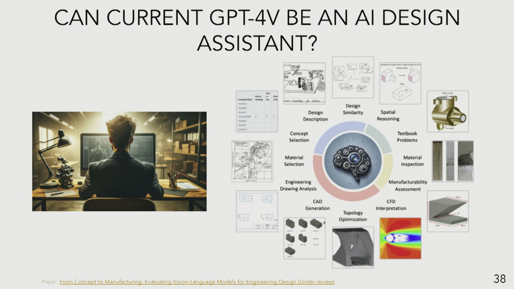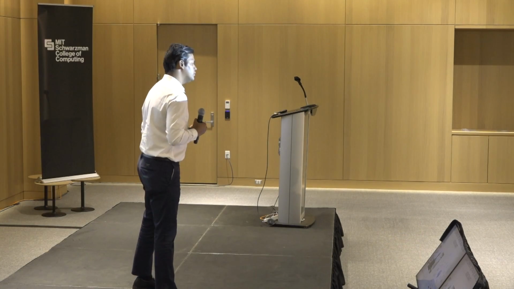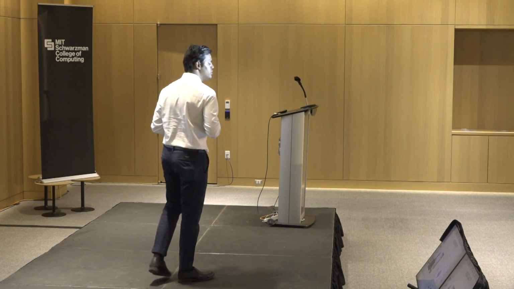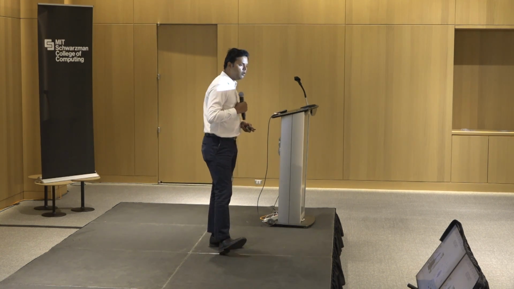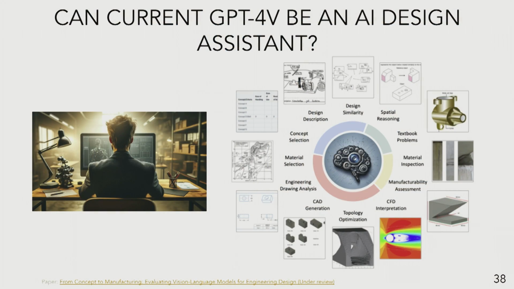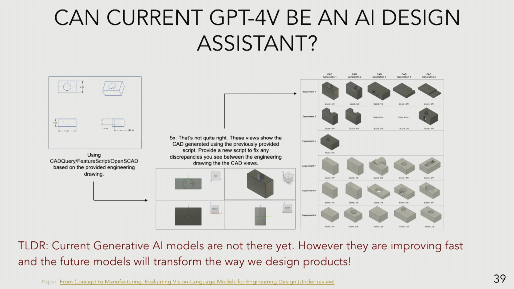So there is some promise where we are seeing that generative AI models can be a co-pilot for people. And then the obvious question is, can the current GPT-4V model come up as a design assistant? I think right now we did a large-scale study testing it for a bunch of tasks, from concept selection, design description, spatial reasoning, material inspection, to CAD generation. And we found that some aspects were really promising in generative models, like the current GPT-4V and so on.